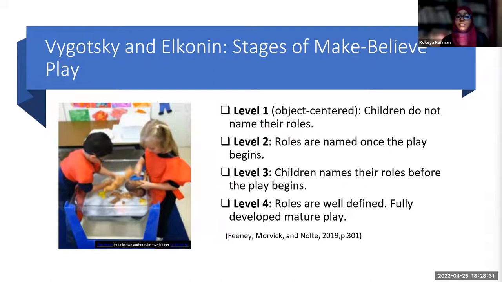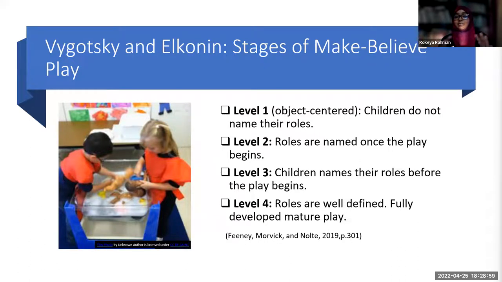And level number four is more well-defined and more complex, and with older children at that level, roles are well-defined and it is fully developed, mature play. That means they come up with a whole storyline: today, we're going to play Power Rangers and you are the pink one, or today we're having a special birthday party. This is what's going to happen and you are going to do this.